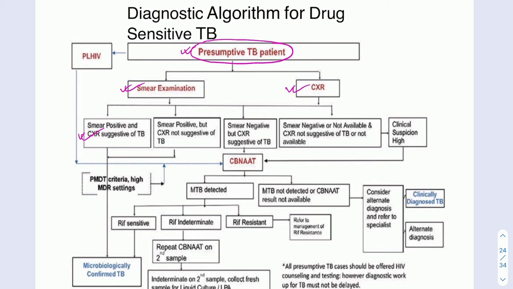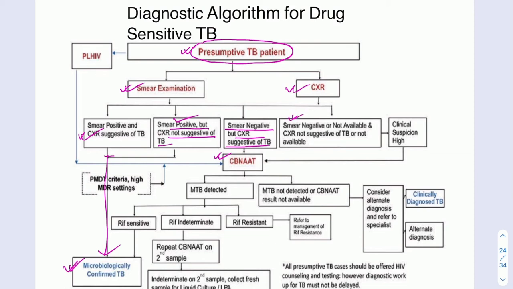In smear examination, if the case is smear positive and chest x-ray suggestive of tuberculosis, then we will label the case as microbiologically confirmed tuberculosis. Smear positive but chest x-ray not suggestive of tuberculosis, then also we will call the case microbiologically confirmed tuberculosis because the smear is positive for acid-fast bacilli. Smear negative but chest x-ray suggestive of tuberculosis, then we will go ahead and do a CB-NAT for the confirmation.